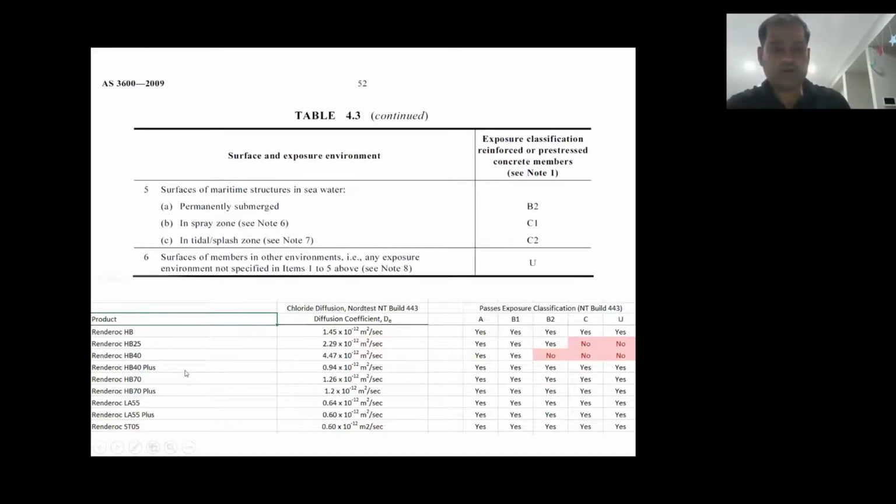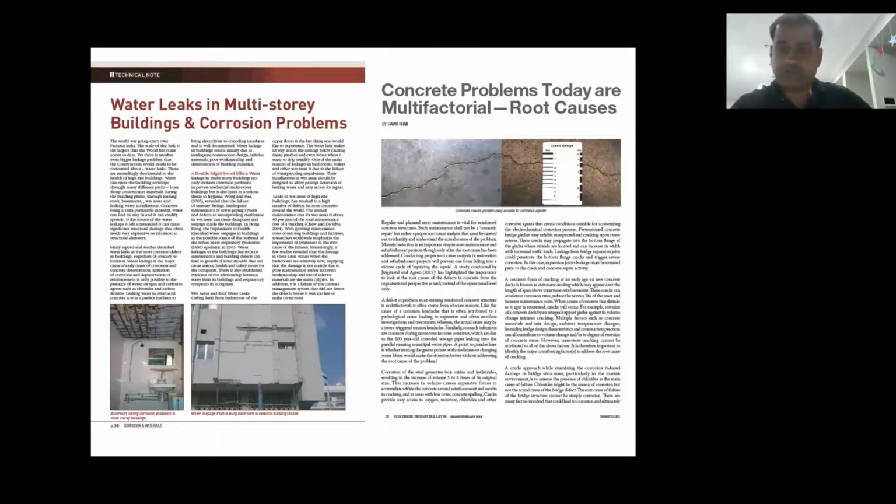Below are the products that I deal in and work in. The purpose of this presentation is not commercial, but I had to take these names of the products just to show you how they meet all these exposure classifications and which ones do not meet. So that means they can be used in the benign environment. Others you can easily use in high classification environments. So this is something serious because we need to protect our structures with the right products.